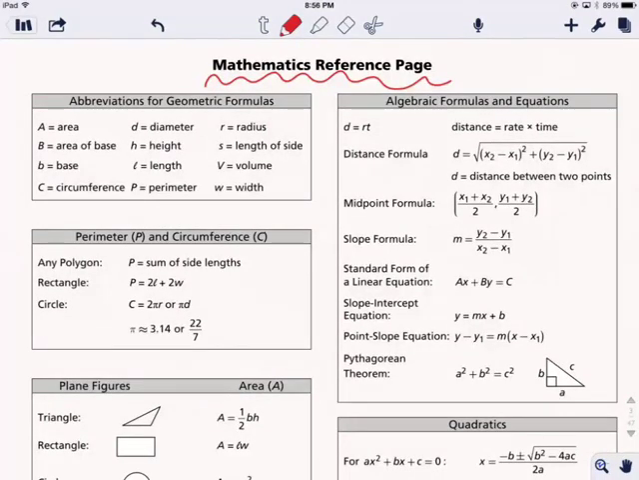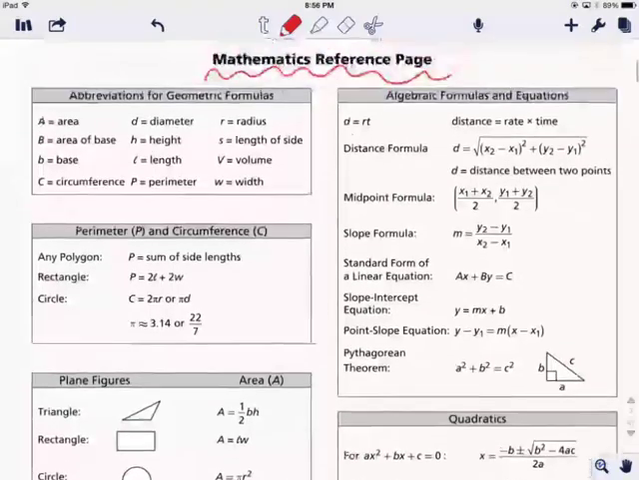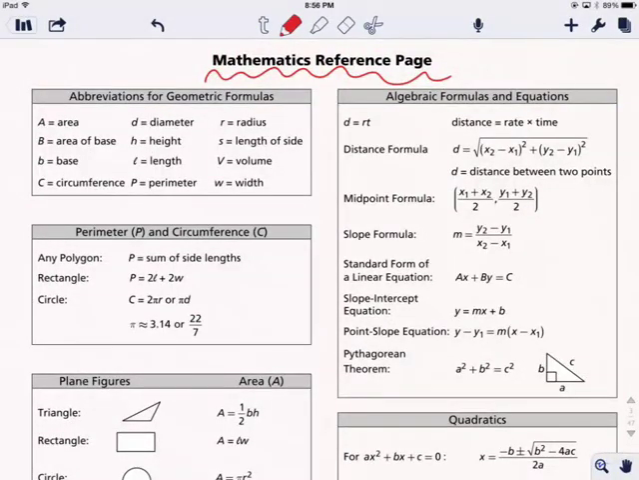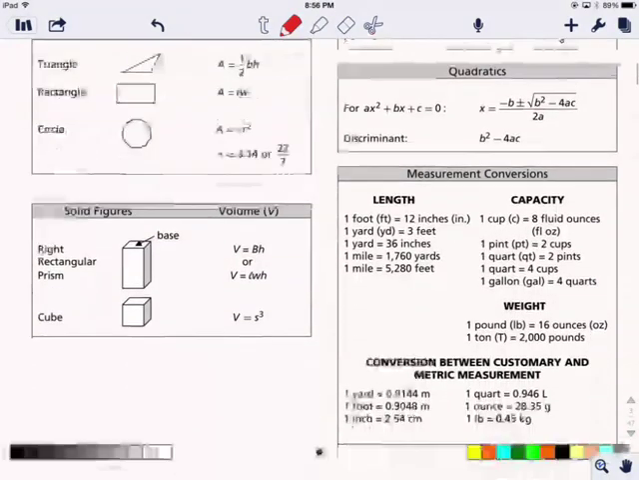So it would behoove you to know what is on this reference page so that you know you don't have to memorize it or anything. Really, there is nothing for this test you need to memorize. It is all here.